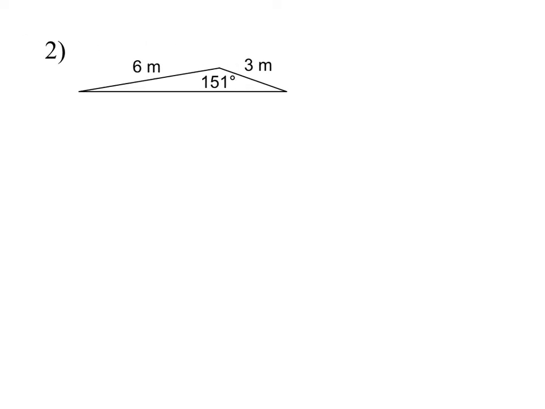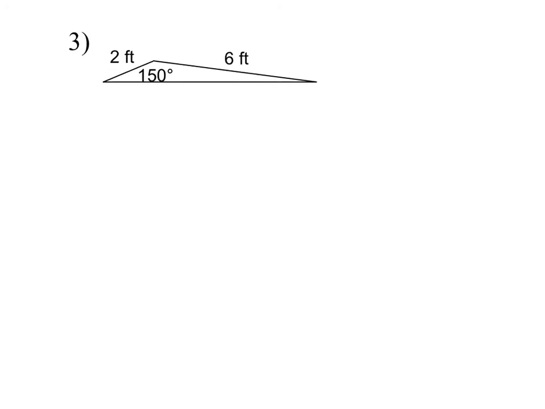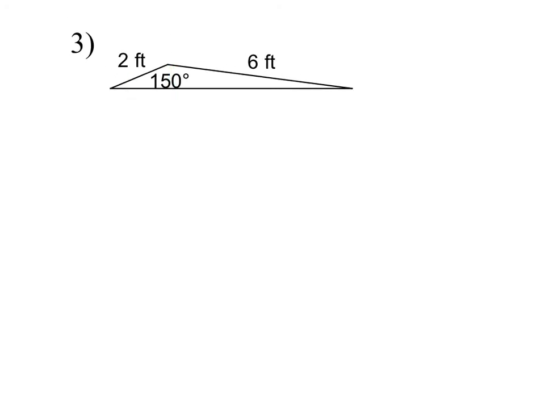Second one, again I have two sides and the included angle, so the area equals 1/2 of the product of the two sides times the sine of the included angle. So the area here is 4.4 meters square. Number 3, again I have the included angle and the two sides, so my area is 1/2 of 2 times 6 times sine of 150. That means that my area here is 3 feet square.